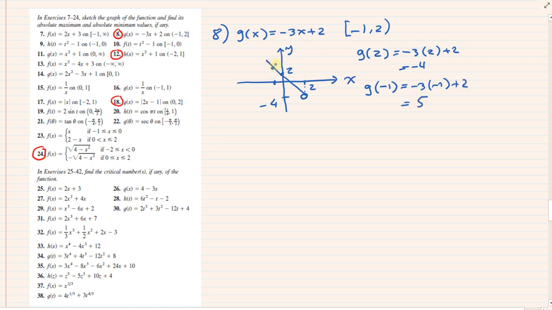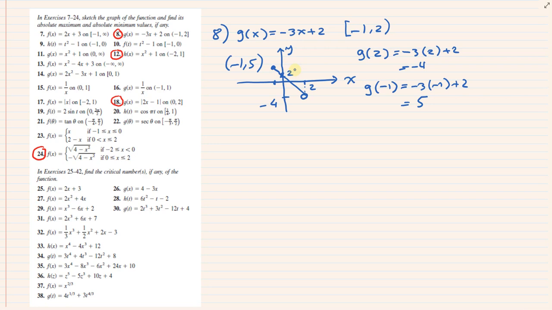So this point's going to be included, and that's going to be at 5. So this is -1, 5. Okay, and of course the graph isn't drawn to scale. All right, but good enough, we can get that information from the graph.